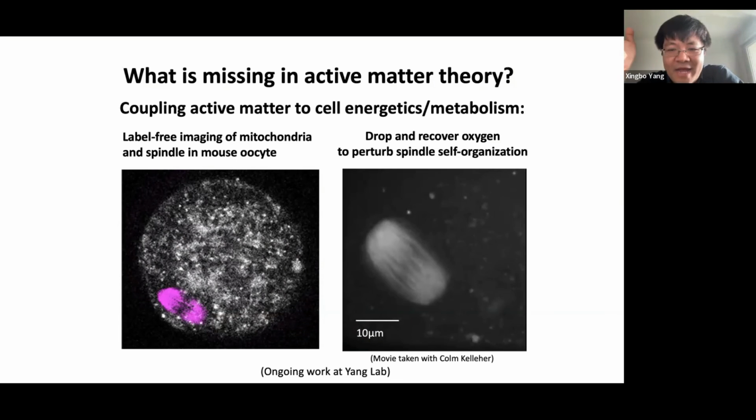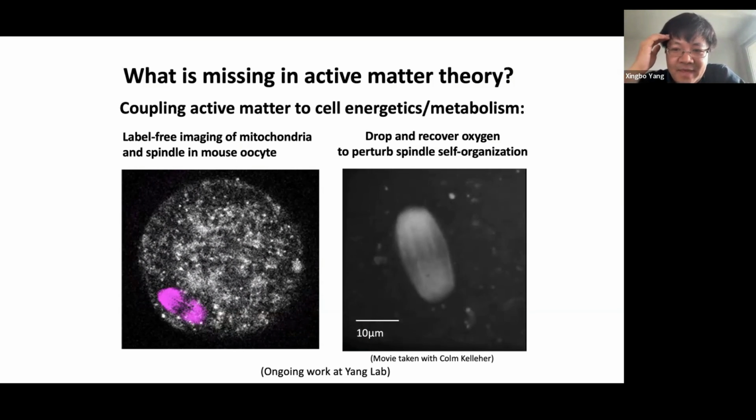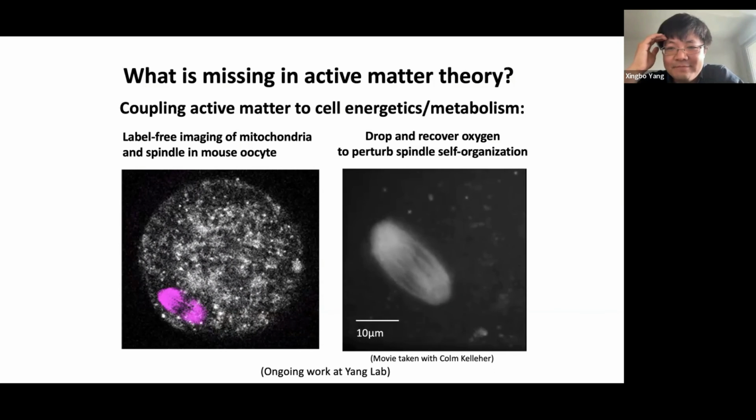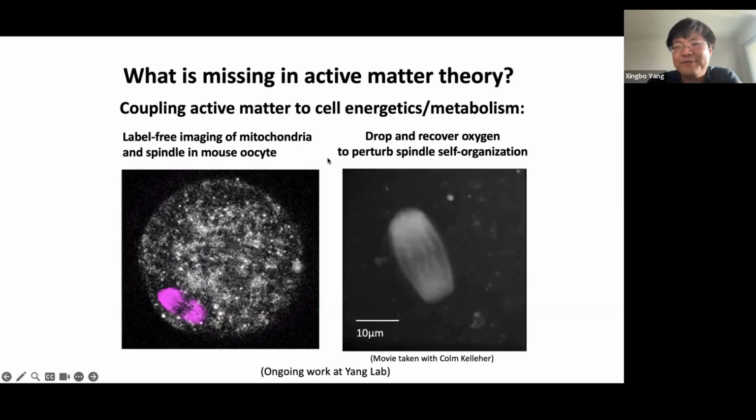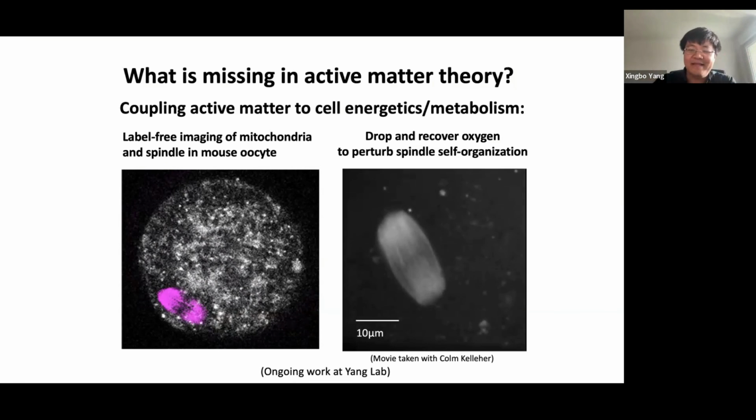All right, so maybe one more time. Okay, here I'm dropping oxygen for the cell. Here I'm recovering oxygen. So this basically shows there are some non-trivial interactions between metabolism and active matter, or self-organization of the spindle, that can presumably be used to bridge active matter to cell metabolism.